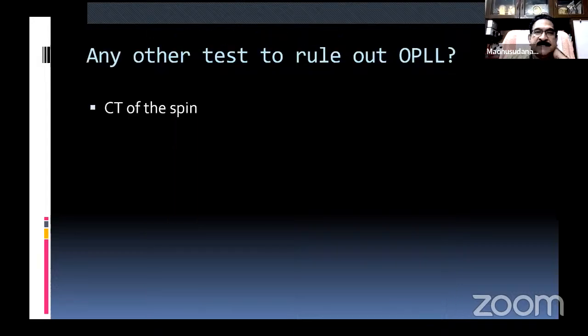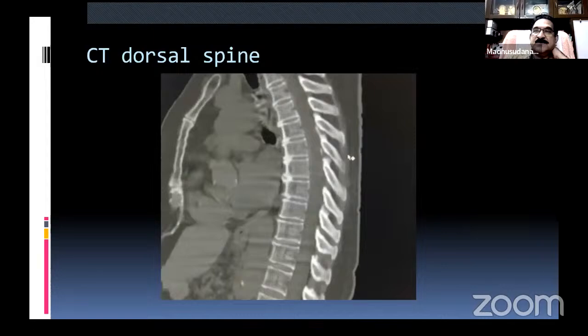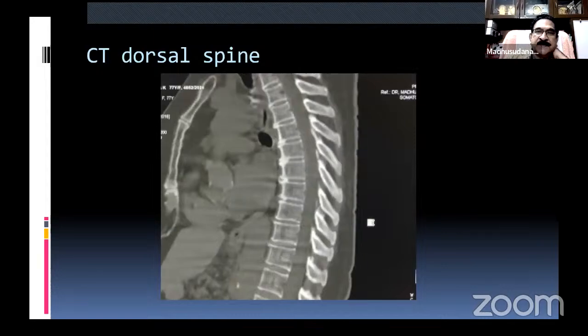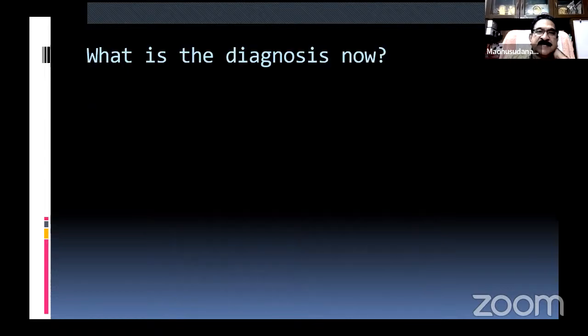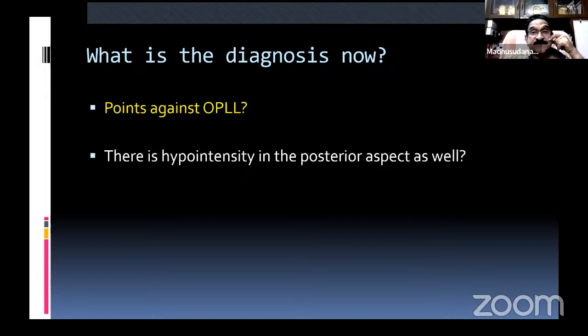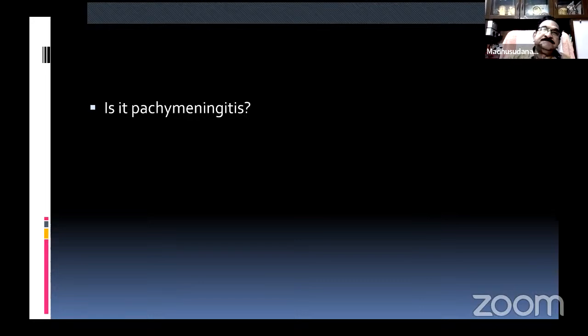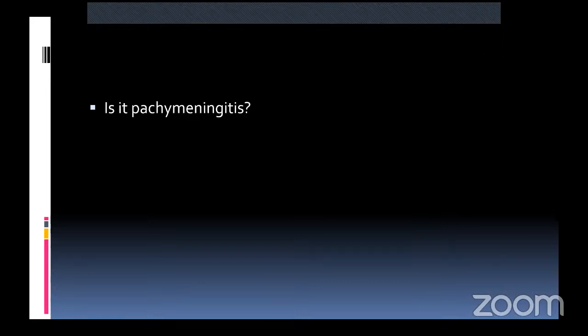CT of the spine again showed no calcification of the dorsal spine also. It is not OPLL. No calcium. So what is the diagnosis now? What is the point against OPLL? There is hypointensity in the posterior aspect as well, and no calcification. Now is it pachymeningitis? Yes, sir. Yeah, it is pachymeningitis.